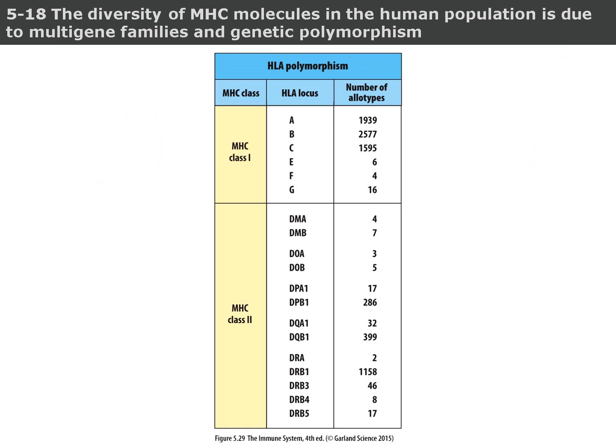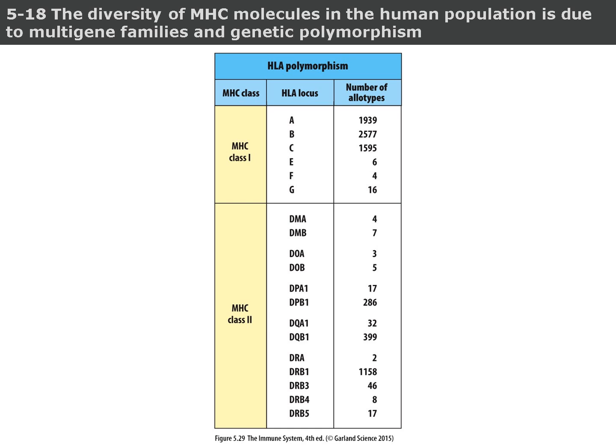This chart highlights the extraordinary genetic diversity of human MHC molecules, also known as human leukocyte antigens, or HLAs. On the top half, we see MHC class I loci, HLA-A, HLA-B, and HLA-C. These are highly polymorphic, with HLA-B having over 2,500 known allotypes. In contrast, other class I molecules like HLA-F and G have very few variants, reflecting more conserved roles in immune regulation. The lower half shows MHC class II diversity.